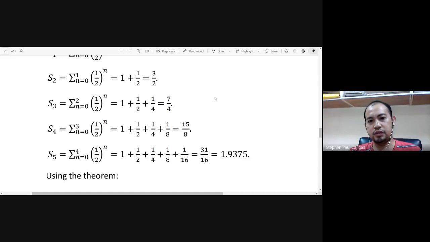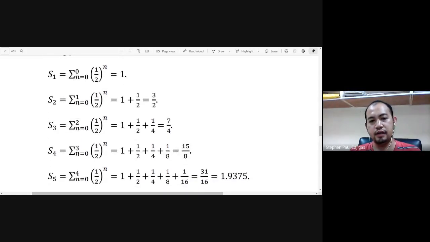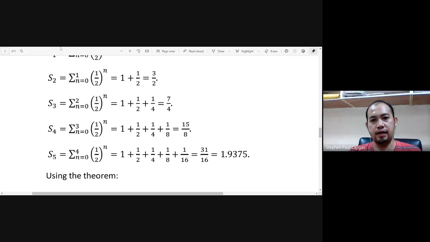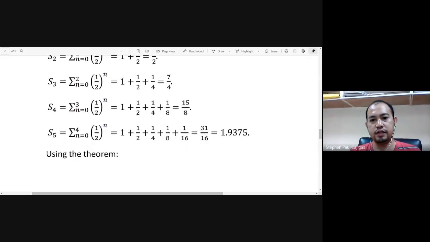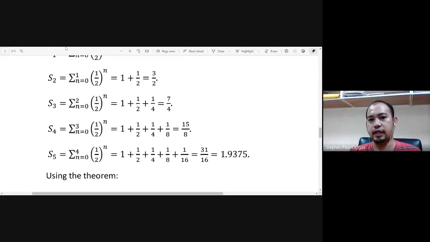Now, if you look at the partial sums, there's actually a pattern. The second partial sum is 3/2. The third partial sum, S3, is 7/4. The fourth partial sum is 15/8. The fifth partial sum is 31/16. So what is the relationship of 4 to 7, which should be the same as the relationship of 8 to 15 and 16 to 31? Can you see a pattern in the partial sums? Can anyone tell me what the pattern is?